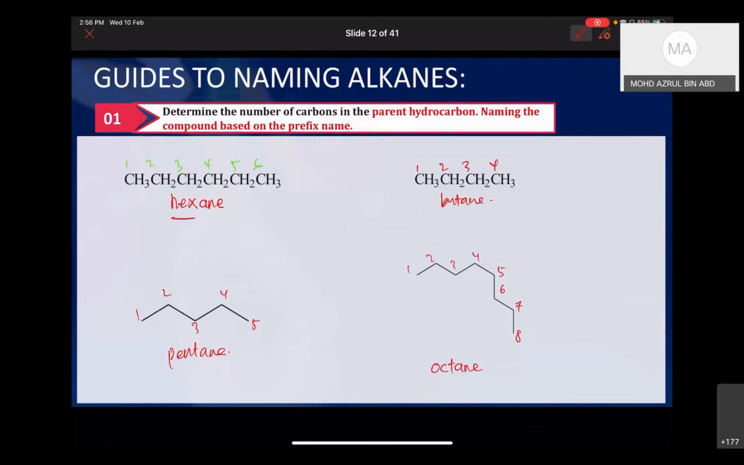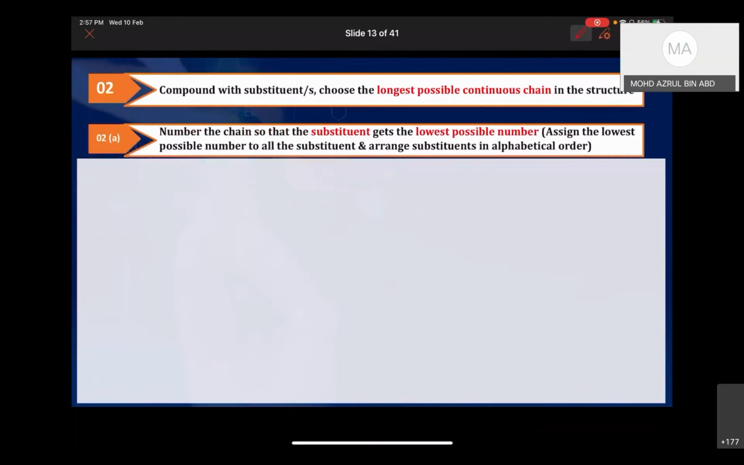Alright. Now we move to the second rule or guide. Okay, compound with substituent. If there is a presence of substituent, you must choose the longest possible continuous chain. For example, like this one. And then another rule: number the chain so that the substituent gets the lowest number possible. Number the longest chain, and then base the numbering on the lowest possible number of substituent. For example, like this one.